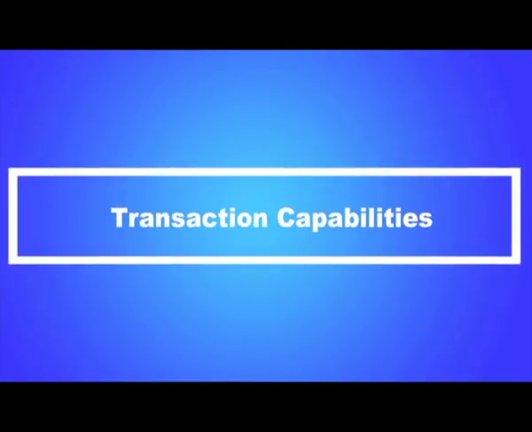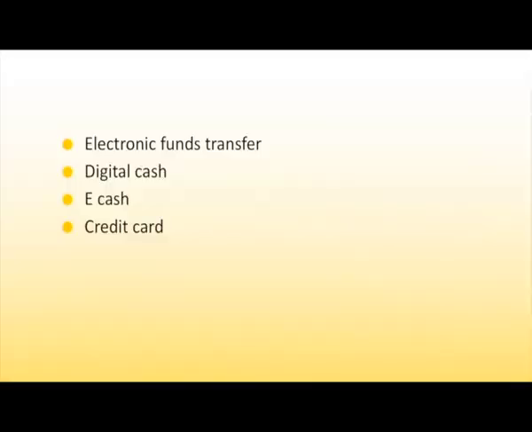Lastly, when we look into transaction capabilities, e-commerce provides the ability to buy and sell on the internet or some other online services. When commerce goes electronic, the means of paying for goods and services must also go electronic. The speed, security, privacy and internationalization necessary for e-commerce cannot be supported by paper currency. There are 4 main methods of electronic payment. This will include electronic fund transfer, digital cash, e-cash and credit card.